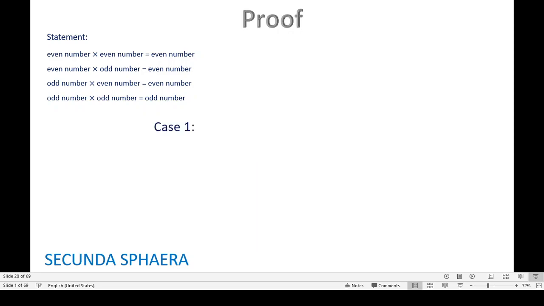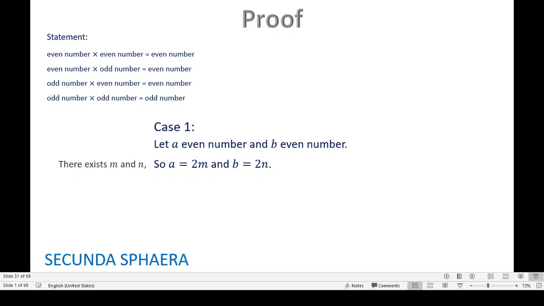So the first case, we have an even number times an even number. The product needs to be an even number. So let A be an even number and B be an even number. So A equals 2 times M and B equals 2 times N. Again, M and N are numbers that exist. Whether they are integers, whole numbers, or natural numbers, it doesn't matter. That's just the place where we are working.